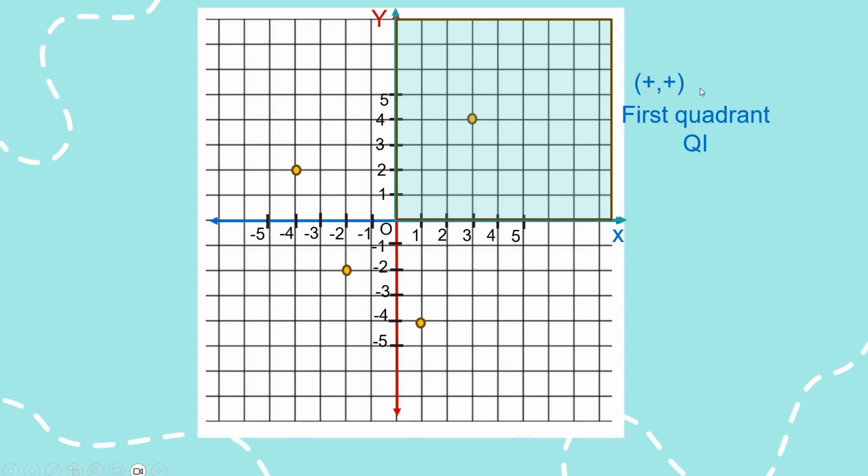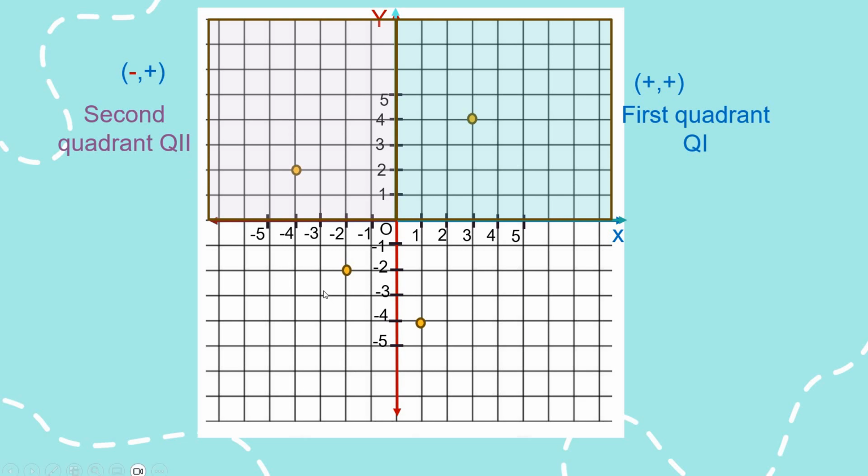So if I have the ordered pair positive number and positive number, it means the point is located in the first quadrant. Okay, let's go to the second quadrant. Here the x is positive or negative? Negative. And the y is positive. So any point here has the same ordered pair, negative in x and positive in y. And this quarter is called what? Second quadrant, or Q2.